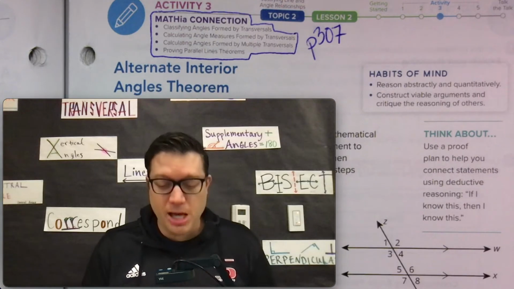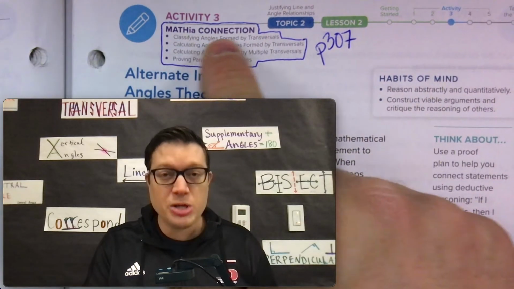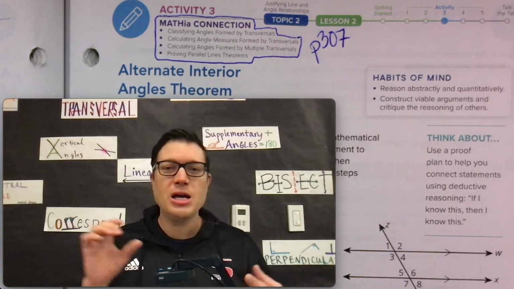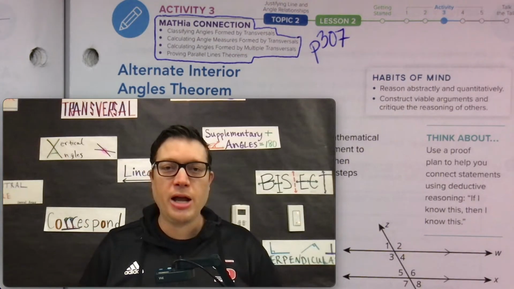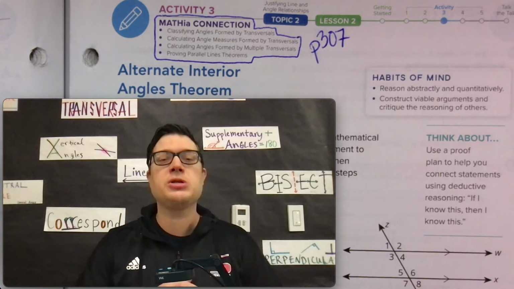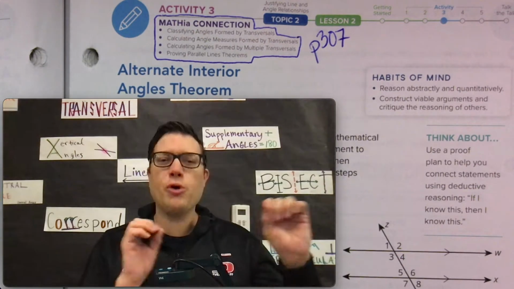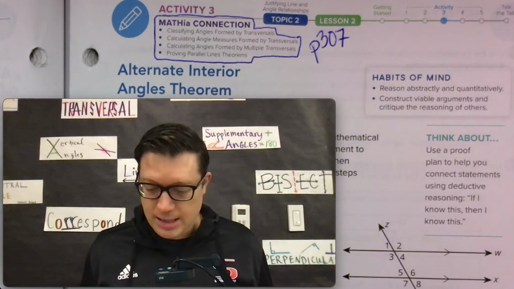Since we're on page 307, I wanted to also draw attention to something that needs to be visible. You should be on these workspaces in Mathia: Classifying angles formed by transversals, calculating angle measures formed by transversals, calculating angles formed by multiple transversals, and proving parallel line theorems. If you're not there yet, maybe you need to go focus on your Mathia work to get caught up to the content of this lesson.